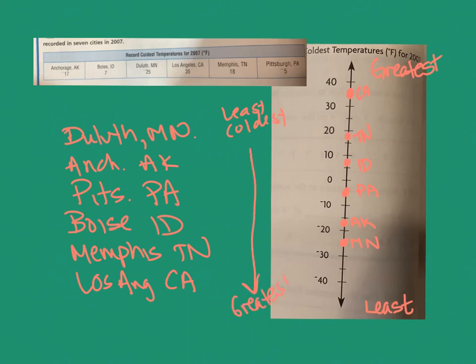Always pay attention to what they ask. Sometimes they ask, that's warmest by the way, sometimes they ask greatest to least, so always be aware what they ask you so you don't get it backwards. But once you get it on the number line, you can see that was easy once we put it on a number line, because then it's already ordered for us.